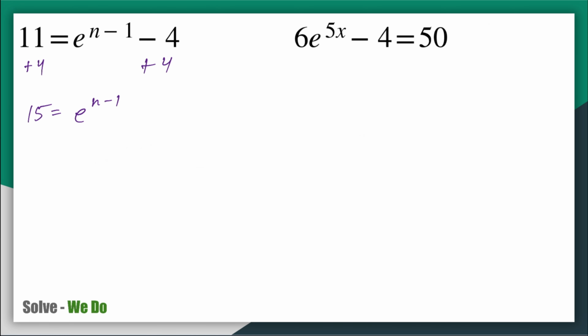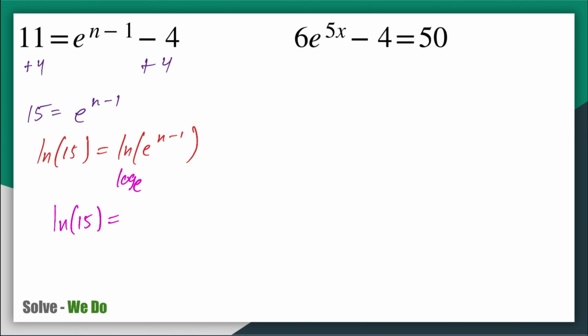And now my inverse is just the natural log. So I go natural log of 15 is equal to the natural log of e to the power of n minus 1. Okay? Now, remember that this is really just log base e. And so that does mean that I have the same number here and the same number here for this to just cancel out. So I should get the natural log of 15 is equal to n minus 1. Okay, I add 1 to both sides, and I'm going to get n is equal to the natural log of 15 plus 1.